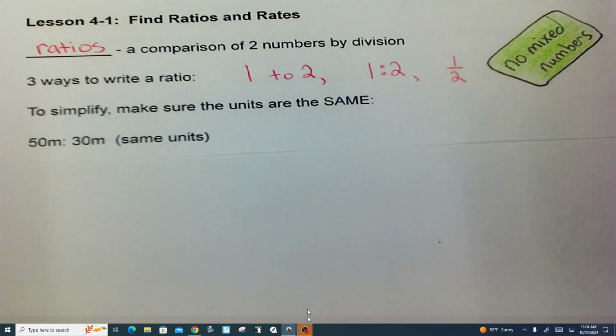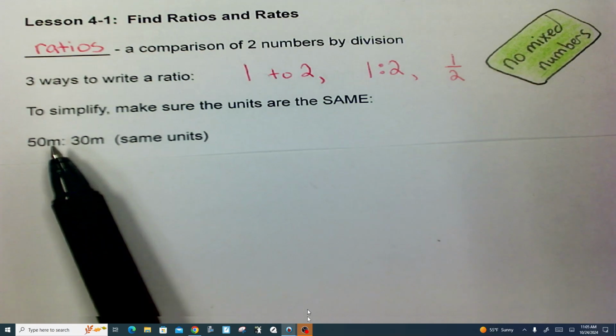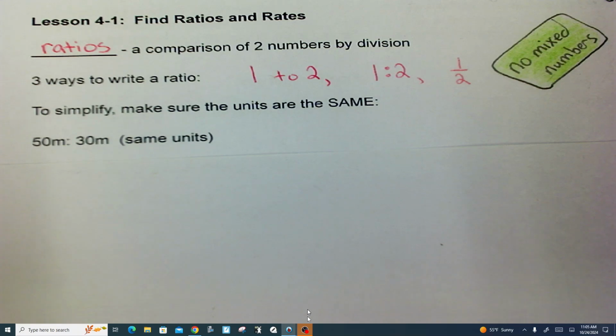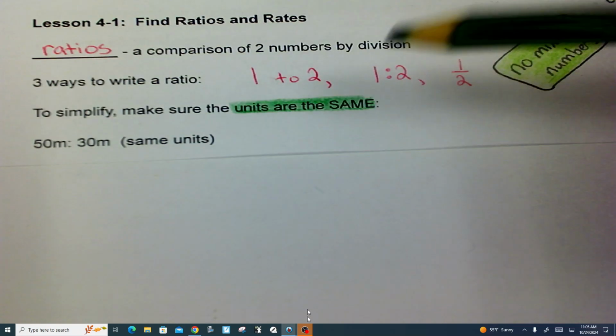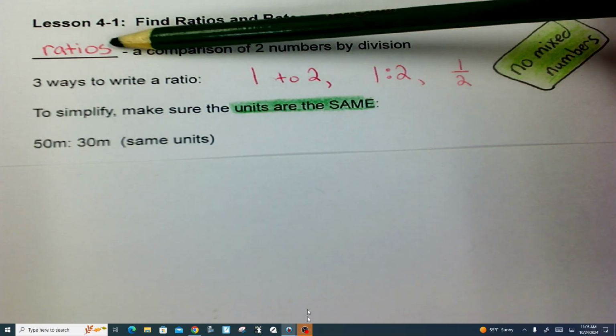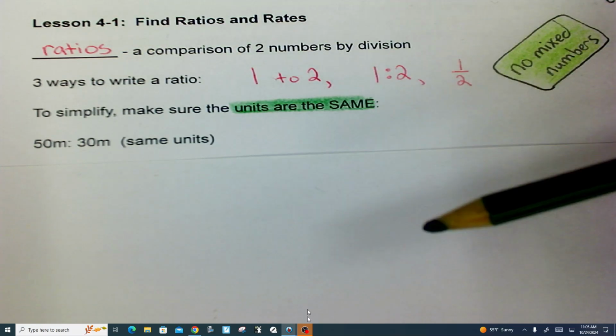Okay, so how can we simplify the units of a ratio? Well, when you see that they actually have units attached to them, like 50 meters and 30 meters, and they're the same, then we're okay to go ahead and simplify it. But let's make a little notation here. Let's color code this so that we know when we need to simplify a ratio, we need to make sure that the units are the same.